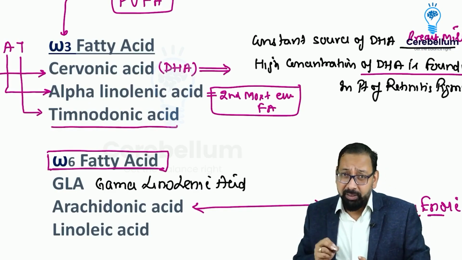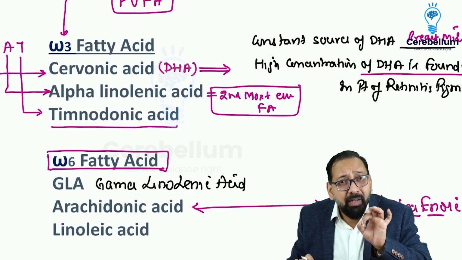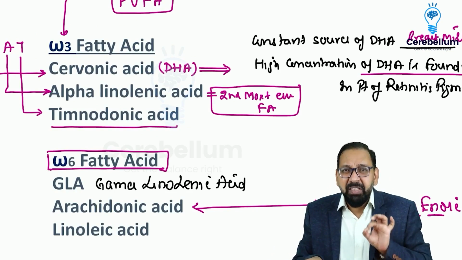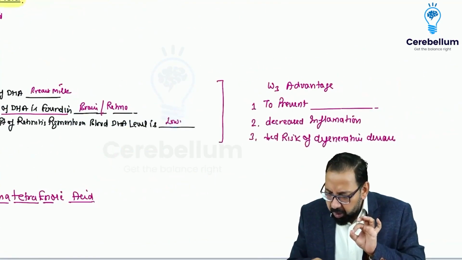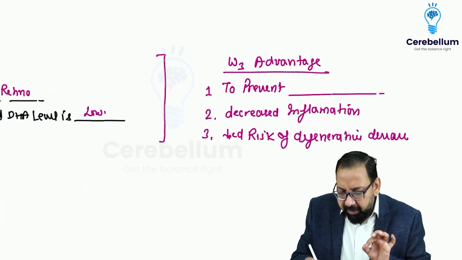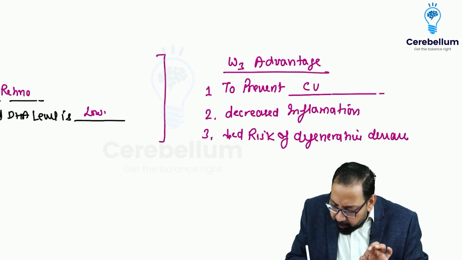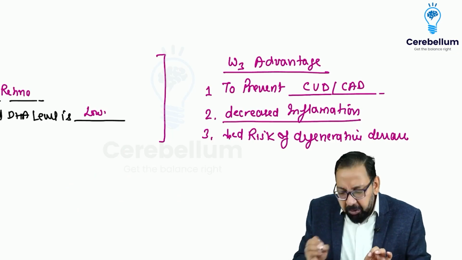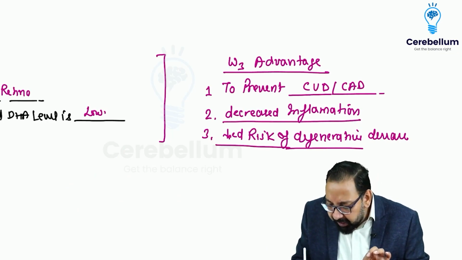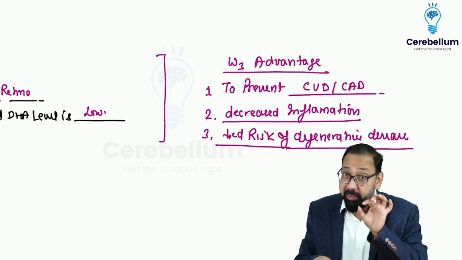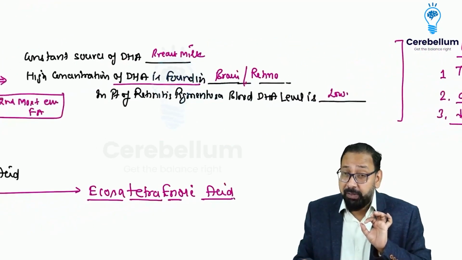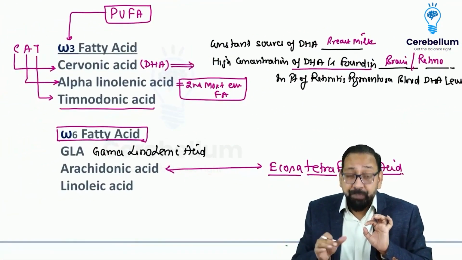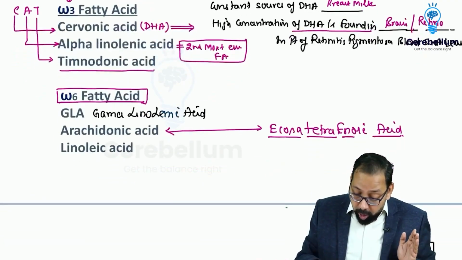These are omega-3. We found that omega-3 are cardioprotective. They decrease inflammation. So the advantage of omega-3 is that they prevent cardiovascular disease or coronary artery disease, and they decrease the risk of degenerative diseases. So omega-3 is beneficial.